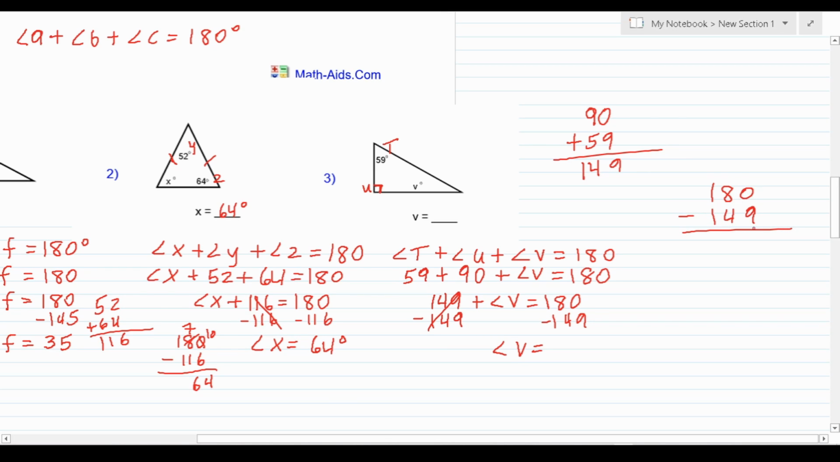All right, 0 minus 9 we can't do. We have to borrow. This becomes 7. This becomes 10. 10 minus 9 is 1, of course. 7 minus 4 is 3, and 1 minus 1 is going to be 31. So we can see the measure of angle V is 31 degrees.